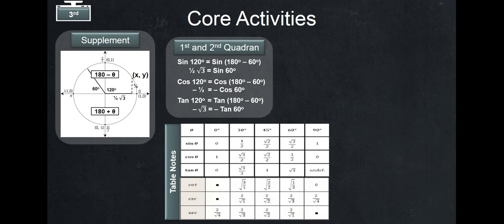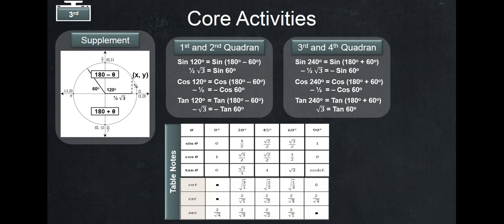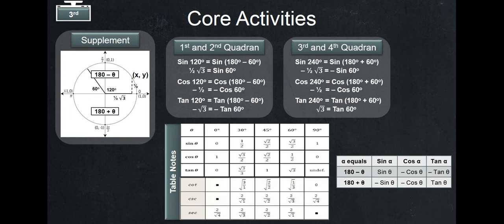Example of using the formula in quadrants 1 and 2: sine 120 equals sine of 180 minus 60. The sine value of 120 is half root 3, equals sine 60. Example in quadrants 3 and 4: sine 240 equals sine of 180 plus 60. The sine value of 240 is negative half root 3, equals negative sine 60. If calculated from the sine, cosine, and tangent values, you will get the value of each of the following quadrants.